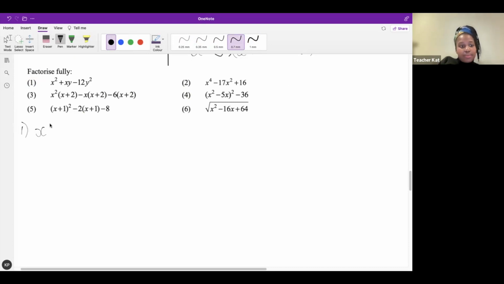X squared plus xy minus 12y squared. Why is this a challenge, guys? We have an x and a y. So what method do you think we're going to use here to factorize this? It's a trinomial, so you guys might not trust me, but it is.